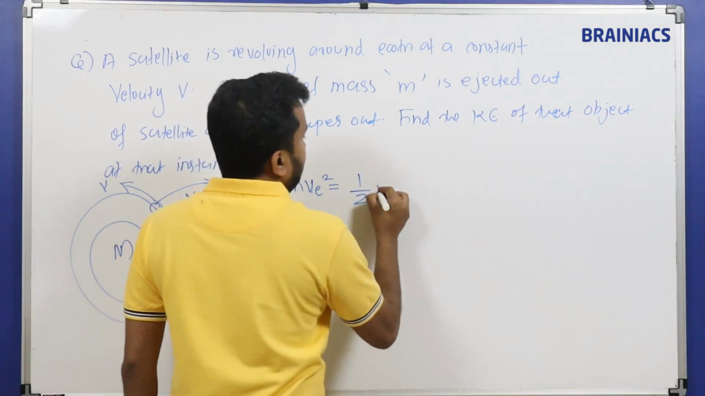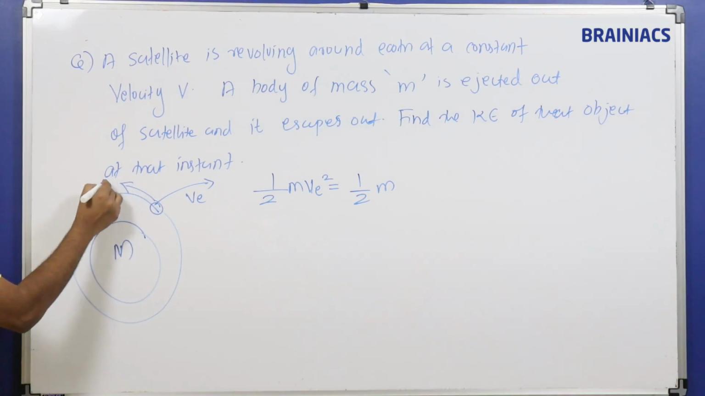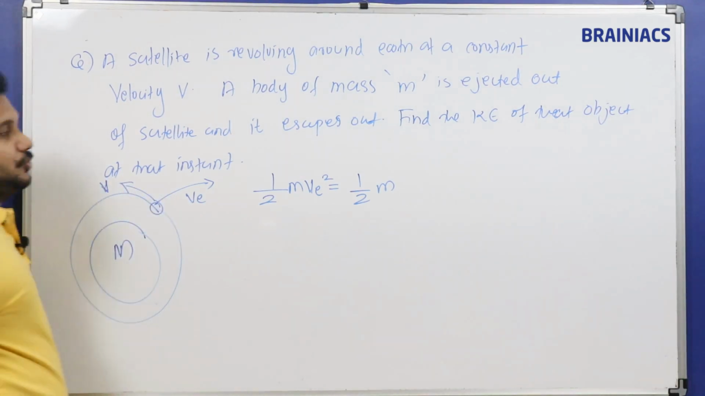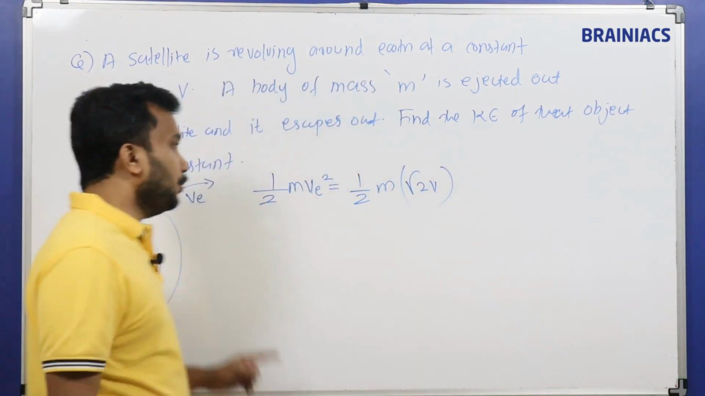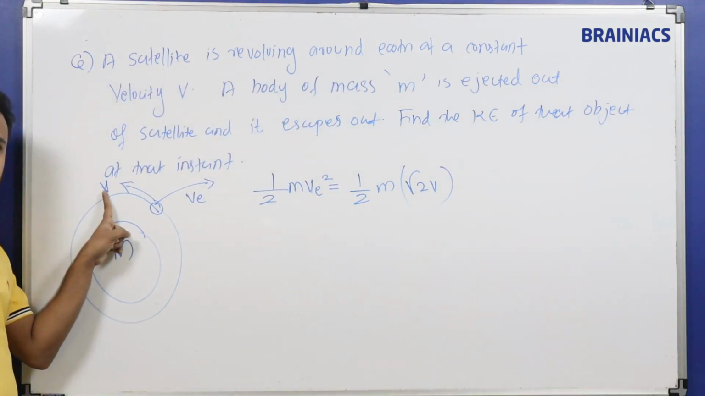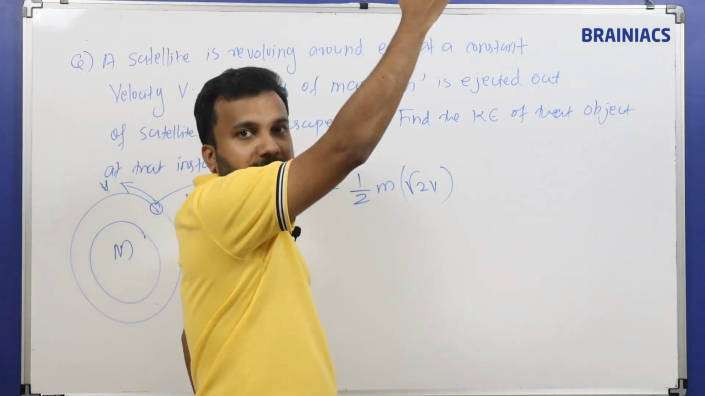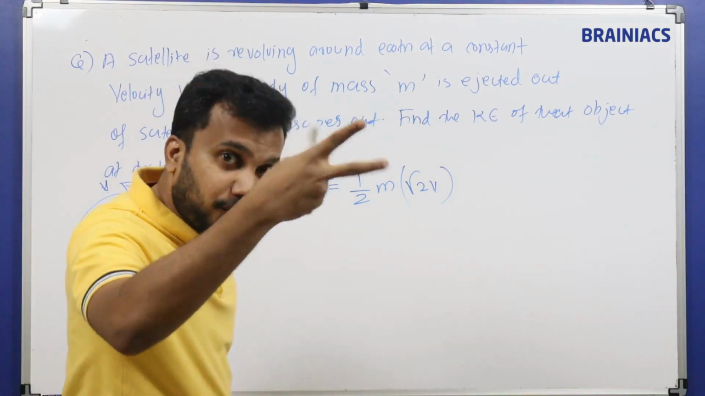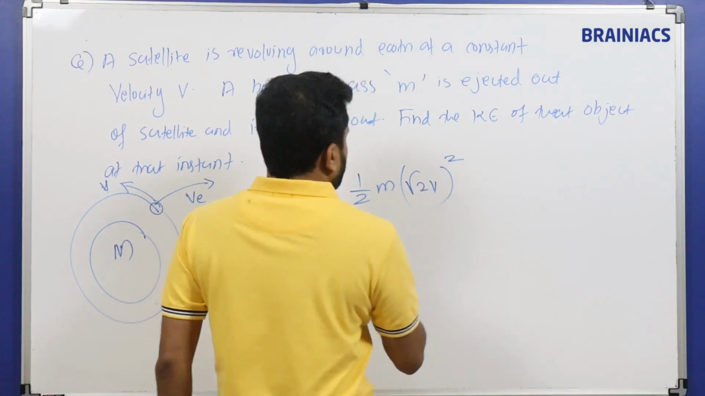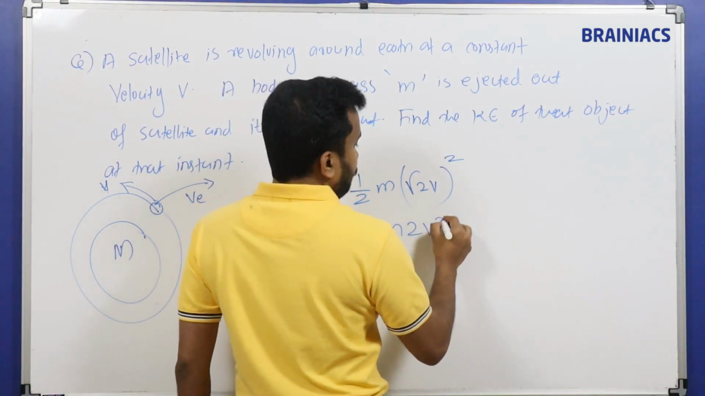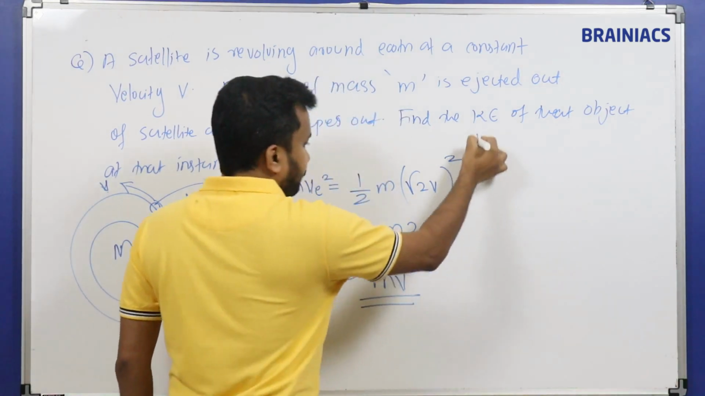So half m into, what is escape velocity in terms of v? It is root 2 times of v, because this v is the orbital velocity. So the object is thrown at a velocity of escape velocity. So escape velocity is equal to root 2 times of the orbital velocity. So root 2 the whole square, which means 1 by 2 into m into 2 v square. So the kinetic energy of that object is equal to mv square.